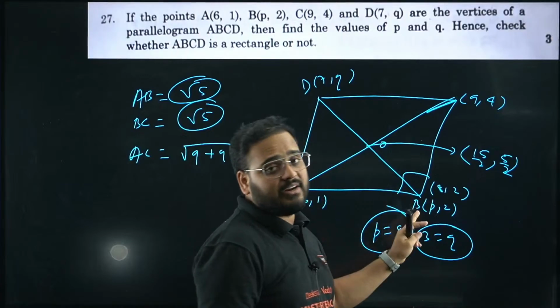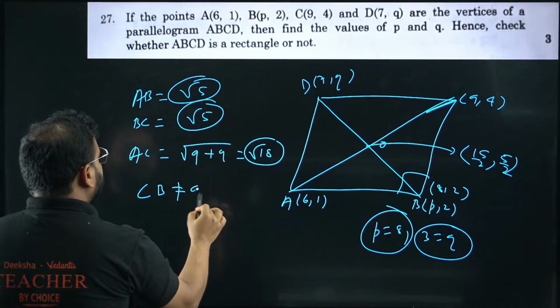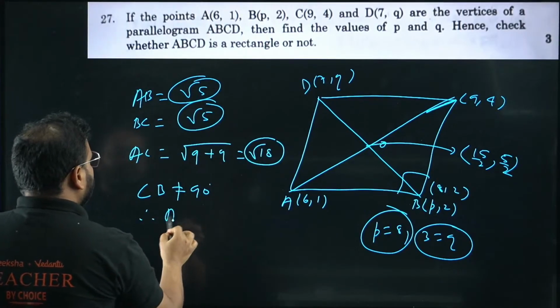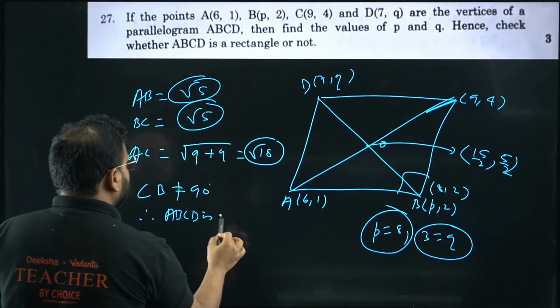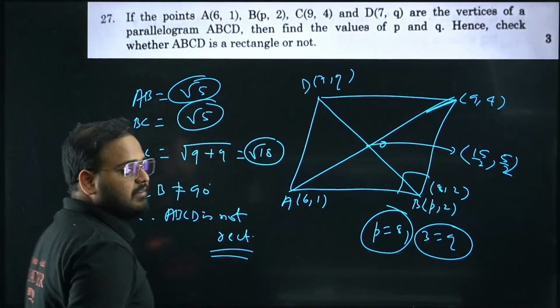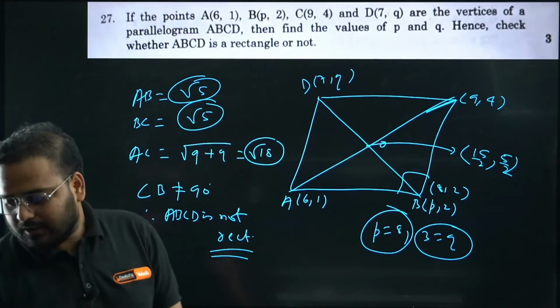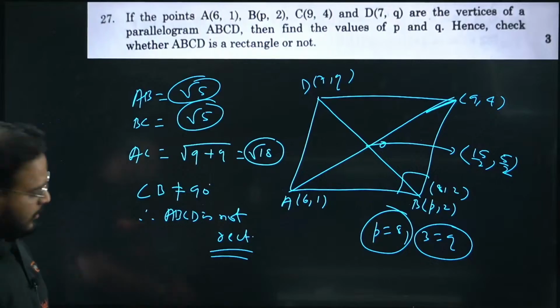It means angle B is not 90 degree. It means it cannot be. Angle B is not 90 degree. Therefore, ABCD is not a rectangle. Please have a look. Okay, done. Moving on now.